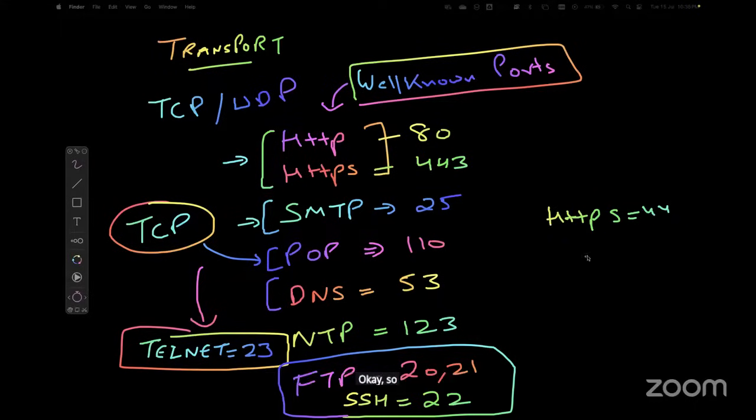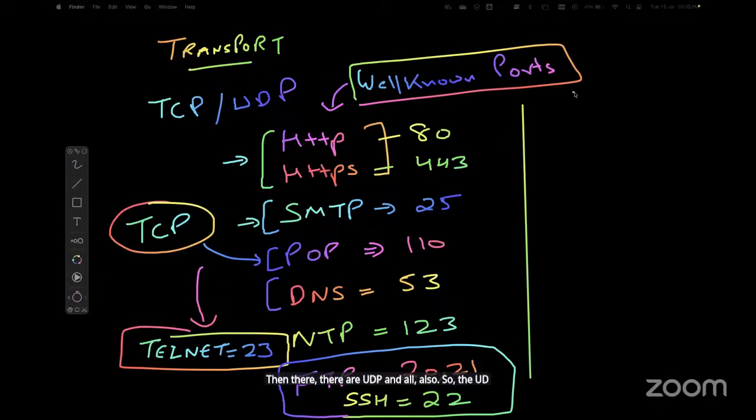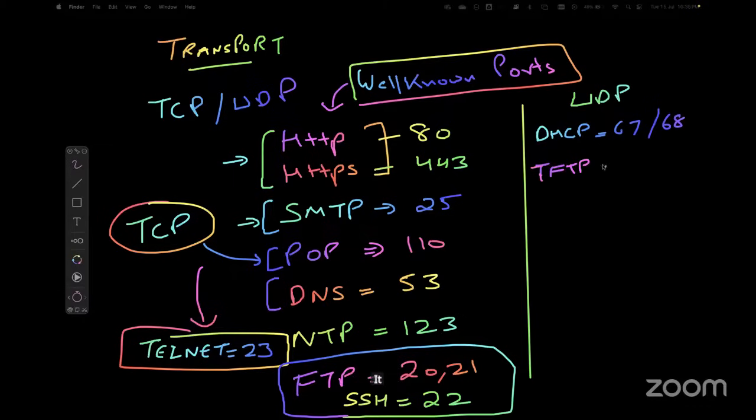Okay, so when you say this, FTP works on TCP port number 20 and 21. Then there are UDP protocols also. So UDP has its own protocols. Like DHCP, Dynamic Host Configuration Protocol, which uses 67 and 68, it uses UDP. Okay, TFTP, it is similar to FTP, but it is used for Cisco software upgrades and all. Trivial File Transfer Protocol, it has 69.